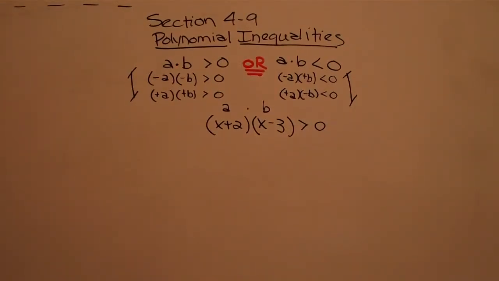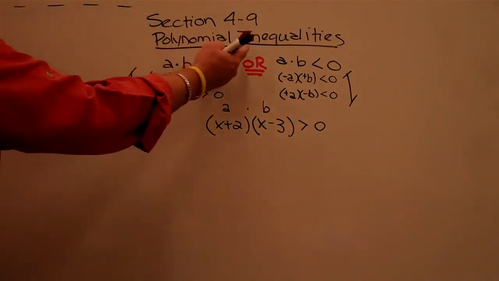Okay, this is the last section in chapter 4. It'd be nice if it was the last section in the book, but it's the last section in chapter 4. Hopefully you guys have been working through this, the same as with the other chapters. The last section here is inequalities.